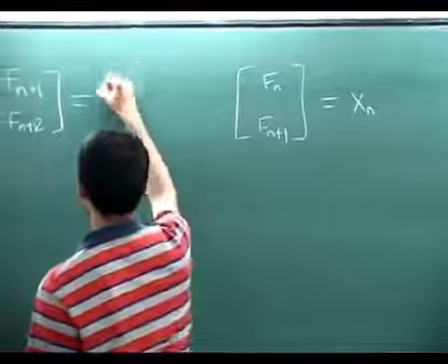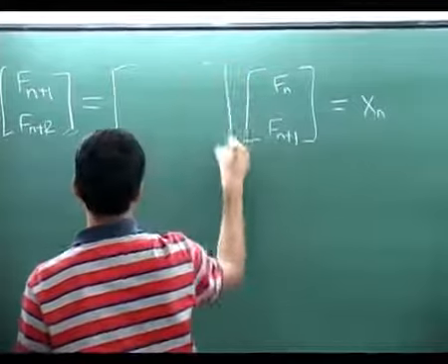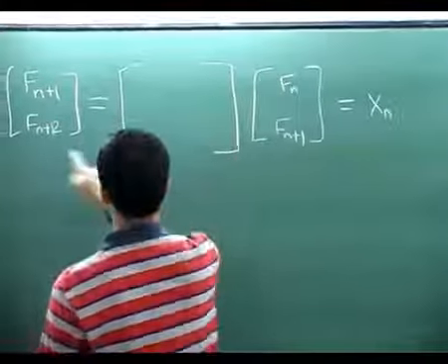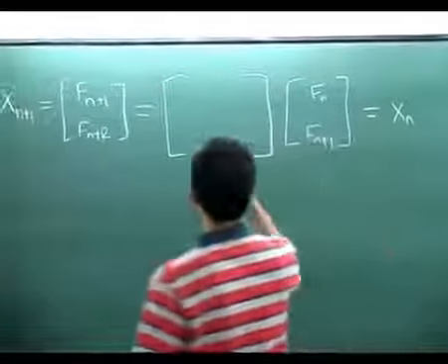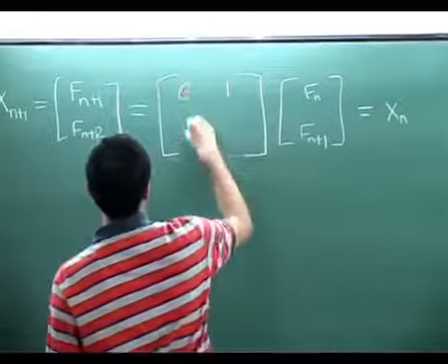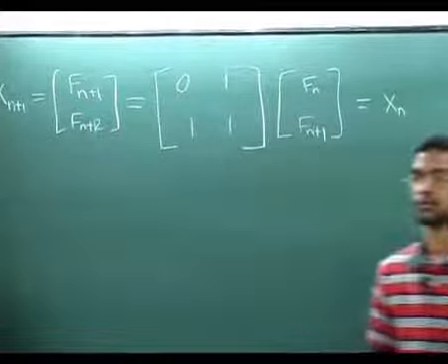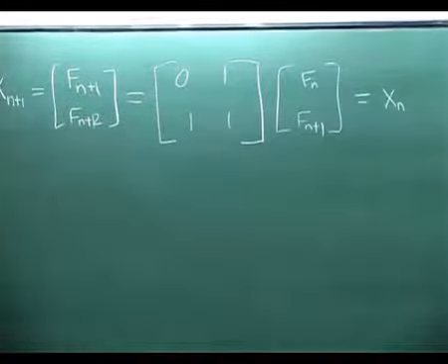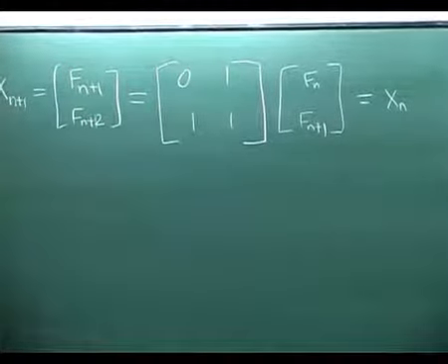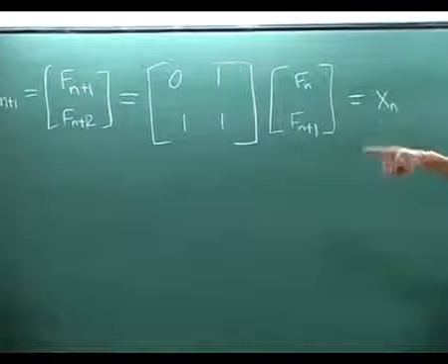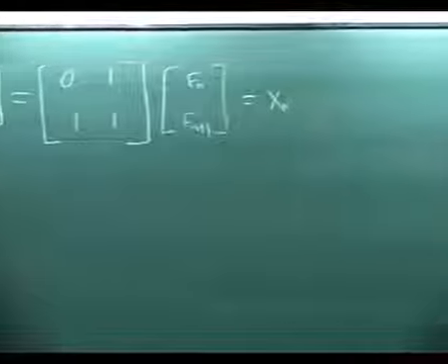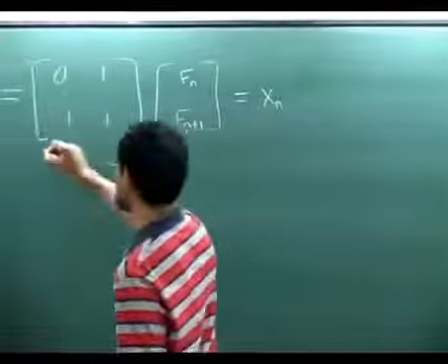I claim I can actually find a 2 cross 2 matrix such that when I multiply this by this I will get that vector. That you can do? 0, 1? Okay, so observe, if you allow for matrices, then you can get a 2 cross 2 matrix which will relate xn plus 1 and xn. Okay, so let's call this matrix A.